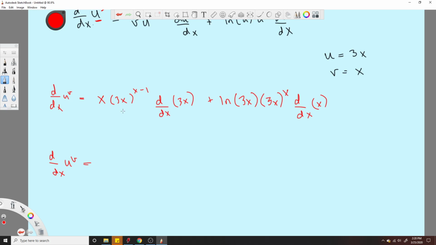I'll leave that as is because I don't think we can do anything with that yet. Right? 3x to the x minus 1. Derivative of 3x is going to be 3. Plus ln of 3x. Again, I don't think there's anything to be done there. 3x to the x. And derivative of x will be 1. Okay?